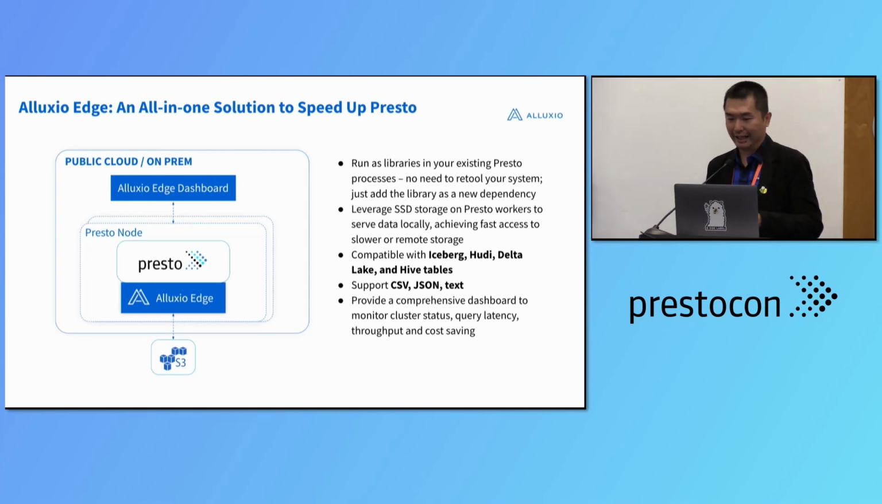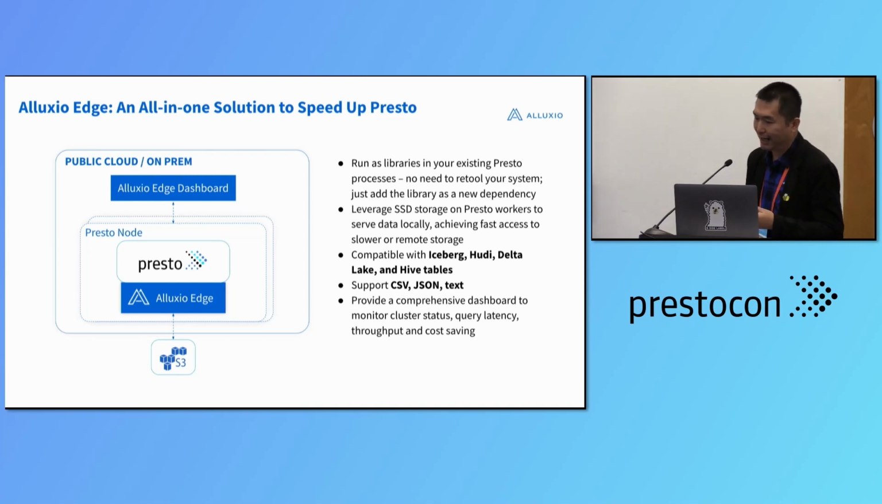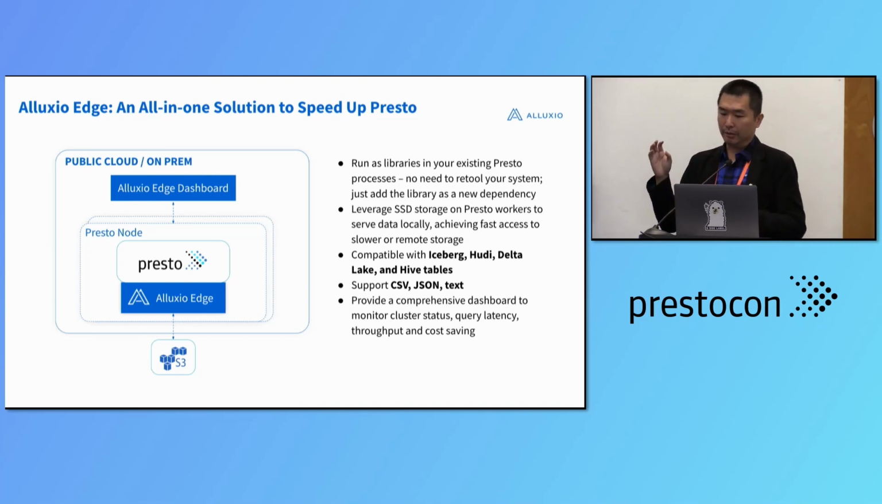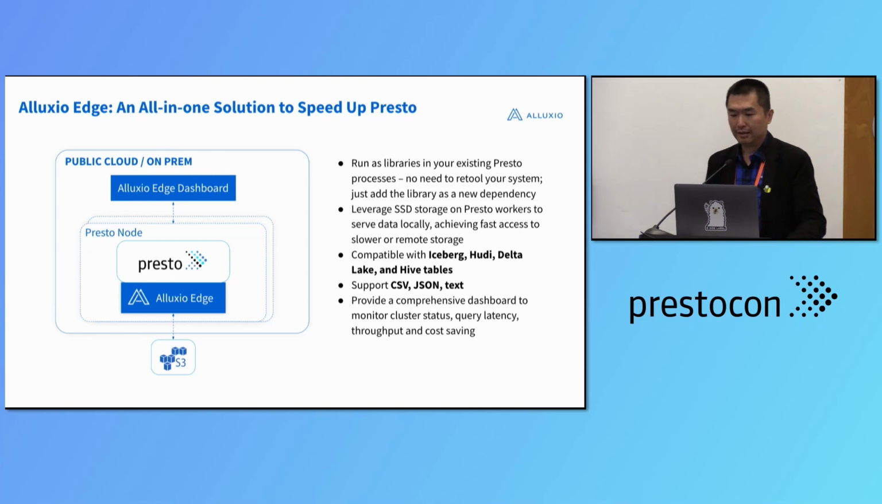It's free SSD there. And this one is compatible with Iceberg, Hoodie, Data Lake, and Hive tables. It also supports CSV, JSON, and TXT, because the previous data caches, the Alluxio cache or RaptorX cache, don't support CSV, JSON, and text. They only support columnar data formats like Parquet and ORC. They also have some trouble with data lakes, but for the Edge, we support all of them. You can use everything you want. It can accelerate all kinds of queries, table formats, and data formats.